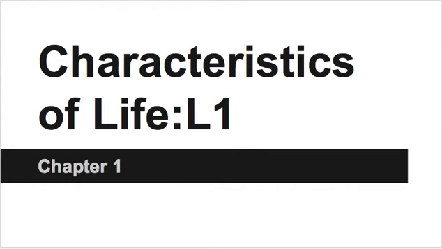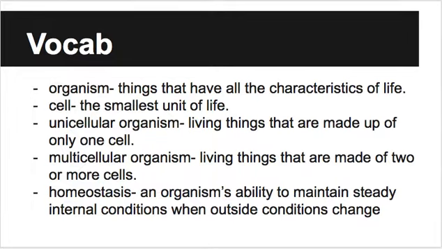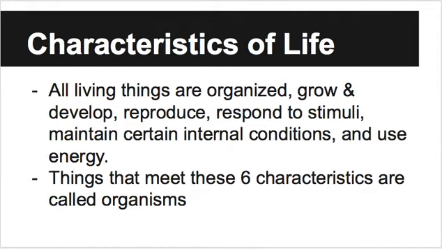All right. Lesson 1 for Chapter 1 is characteristics of life. So, your vocab slide: we have organisms, or things that have all the characteristics of life. A cell is the smallest unit of life. A unicellular organism is a living thing that is made up of only one cell. Multicellular organisms are living things that are made up of two or more cells. And homeostasis is an organism's ability to maintain steady internal conditions when outside conditions change.